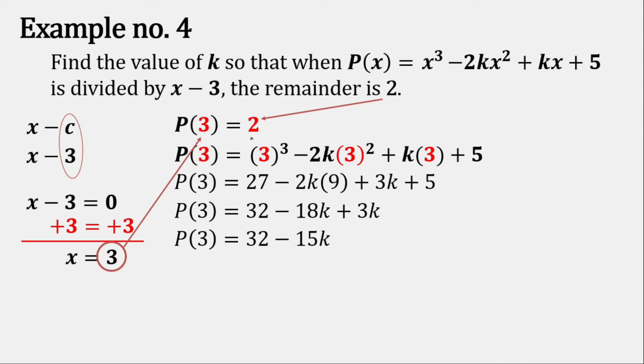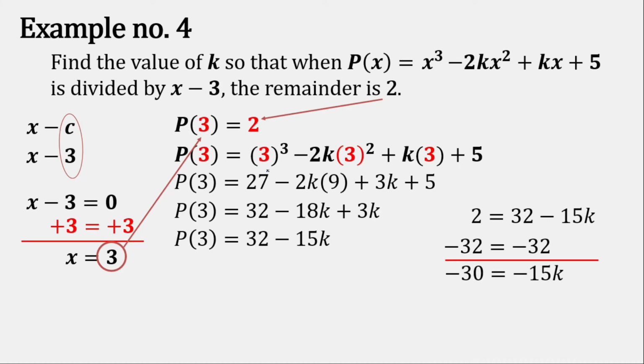P of 3 is equal to 32 minus 15k. Now we know that P of 3 is equal to 2. Then the next step that we need to do is to equate this one to 2. That would be 2 is equal to 32 minus 15k. Then let's subtract 32 on both sides to single out the variable k, and that would be negative 30 is equal to negative 15k. Now again, to single out k, let's divide both sides by negative 15, and that will give us a value.